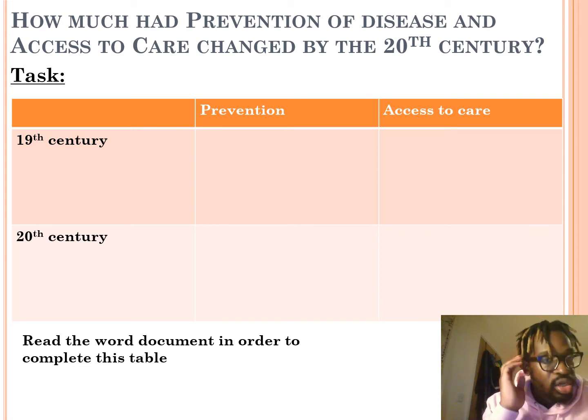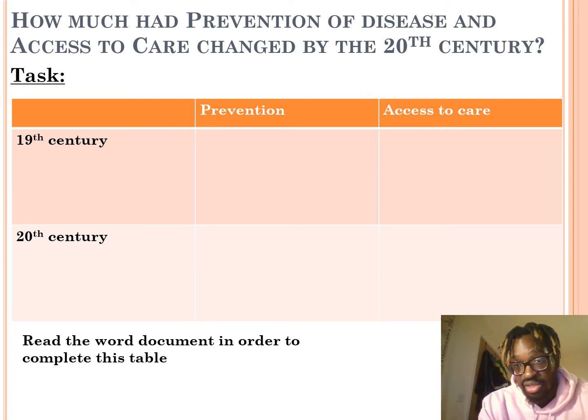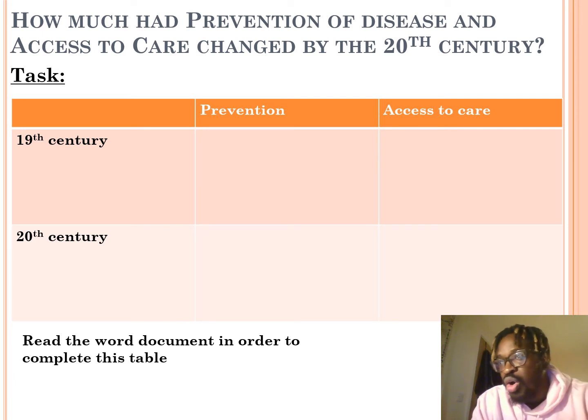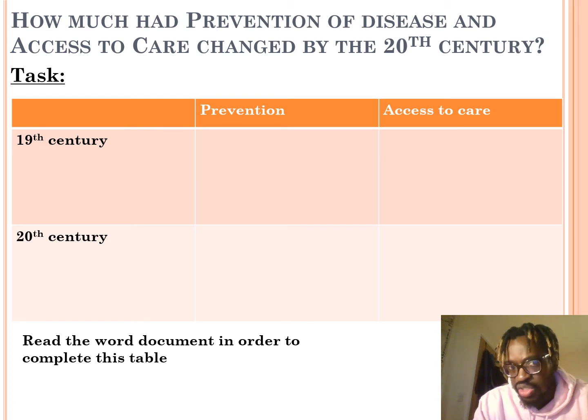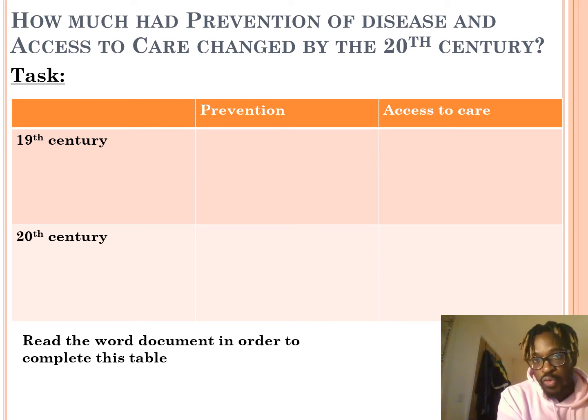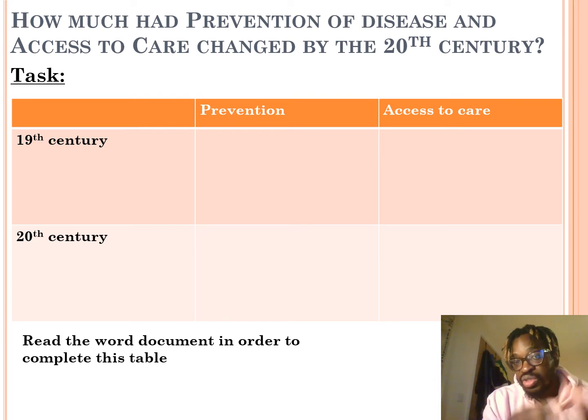But when you read the Word document, things change in the 20th century, and things rapidly change in the 20th century. All of a sudden, there's better ways of preventing disease now. So I want you to read about them, find out, so what types of prevention of disease could now take place in the 20th century? What increased access to care did people now have in the 20th century? So you're comparing what went before in terms of prevention and access to care to what now happens in the 20th century. Answers are in the Word document.